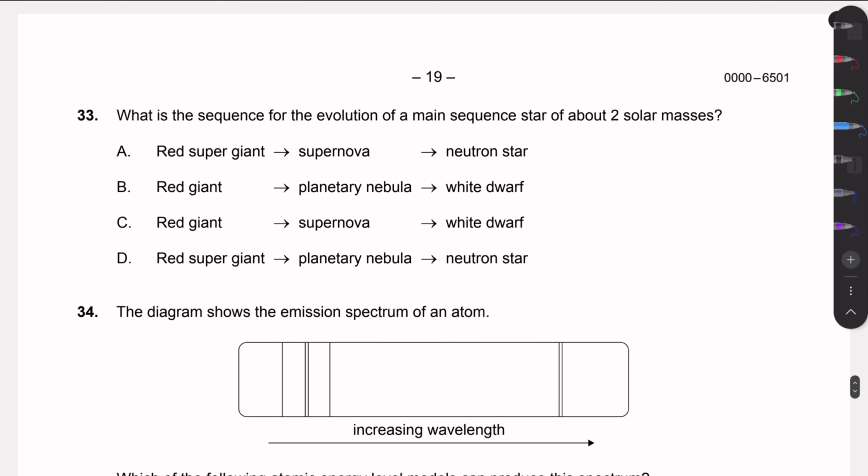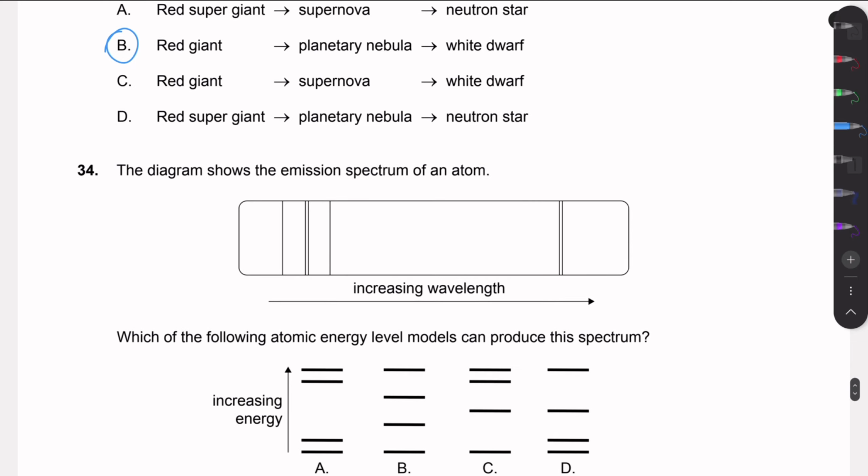And then we are asked for the sequence of evolution of a main sequence star of about 2 solar masses. Well, this is just something you've got to remember, these evolution processes, these sequences.